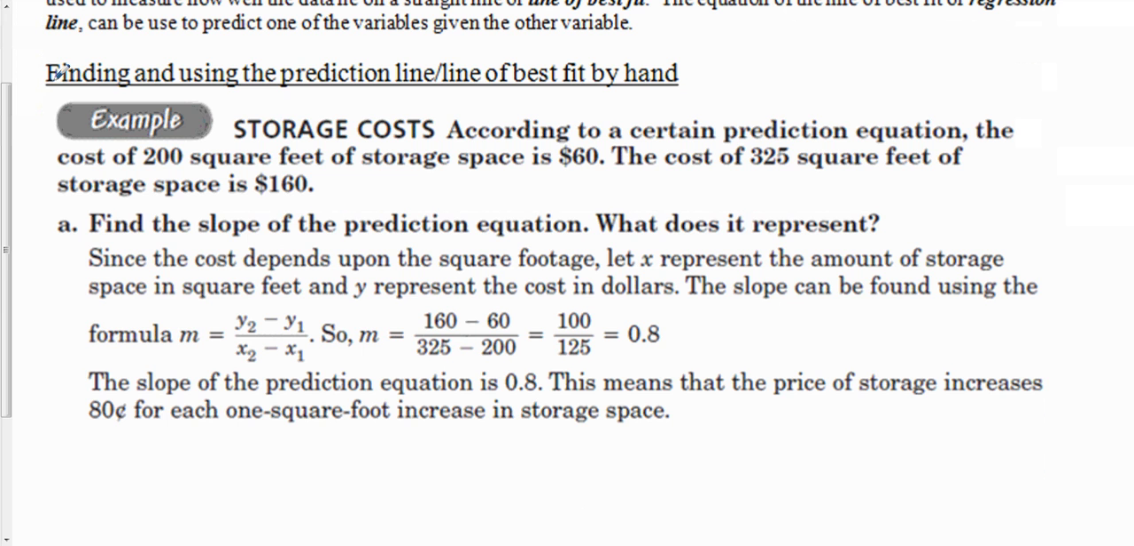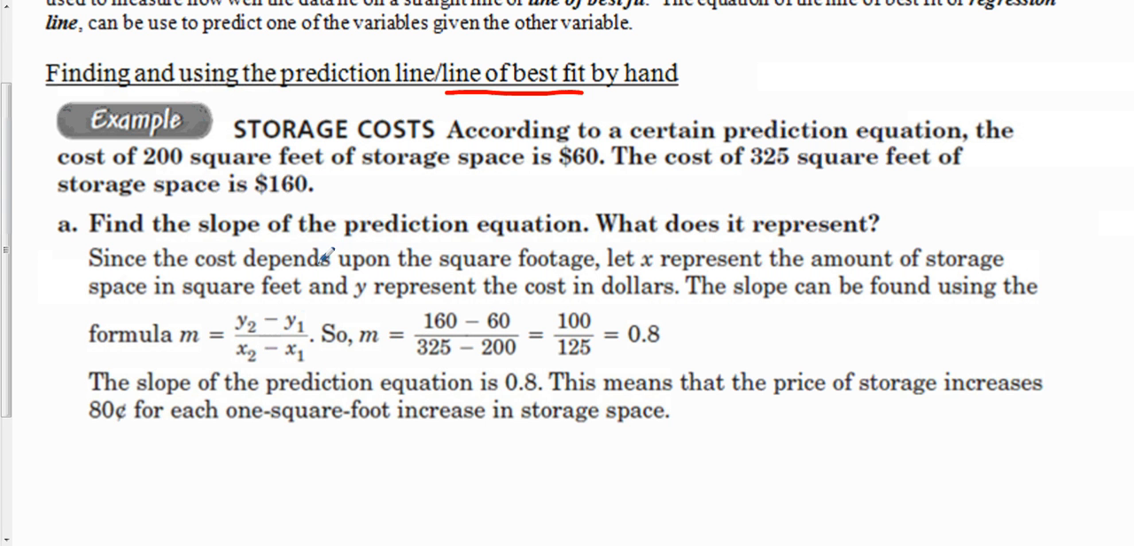So here's an example, finding and using the prediction line, or we call it the line of best fit. This is finding it out by hand. So for example, storage costs. According to a certain prediction equation, the cost of 200 square feet of storage is $60. The cost of 325 square feet of storage is $160. So we want to find the slope of the prediction equation and then figure out what it represents.